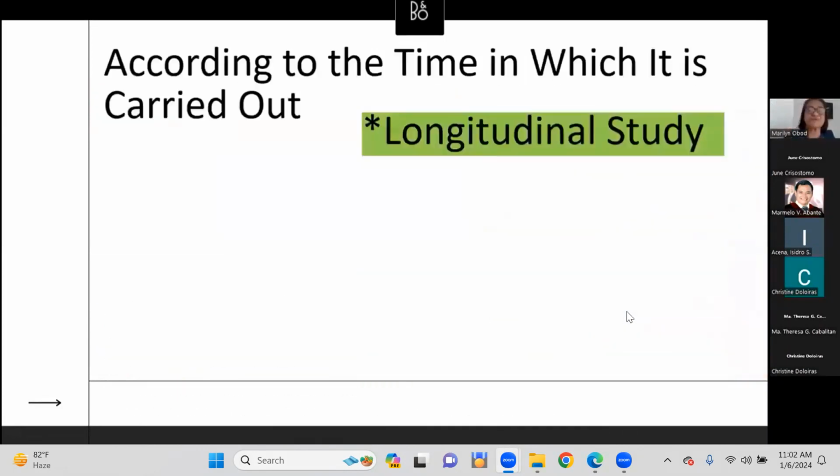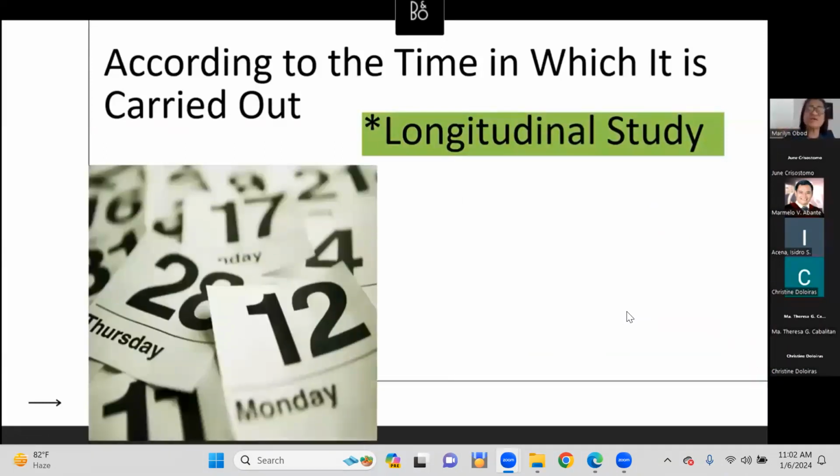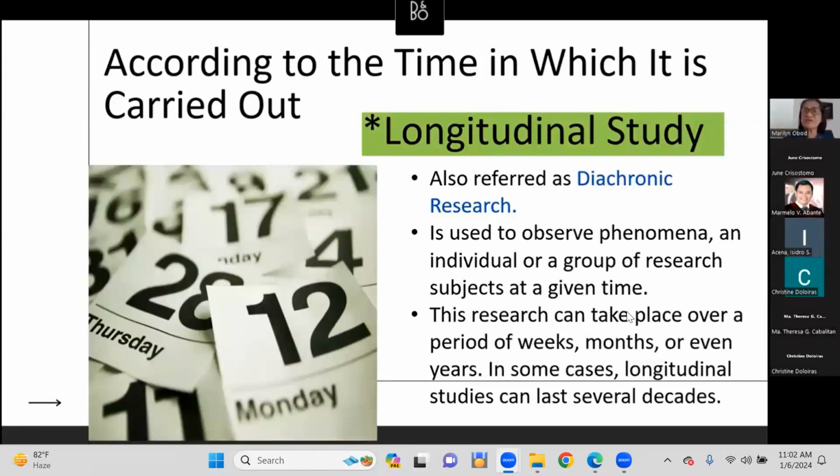Okay. Then according to the time which it is carried out, longitudinal study, okay, also referred as diachronic research. It is used to observe phenomena, an individual or a group of research subjects at a given time. And this can take place over a period of weeks. So, ibig sabihin, you have one set of respondents, pag-aaralan nyo sila over time, hindi lang ngayon. Okay po? Kaya longitudinal research. Okay. Several, wag naman decades, no? Pwede sigurong years or semesters. Okay, magbigay na example later.